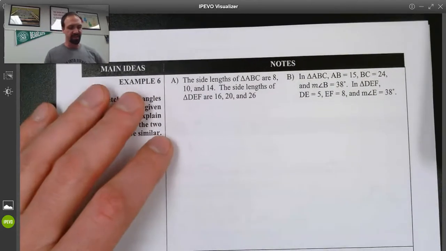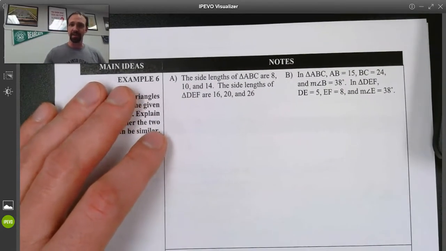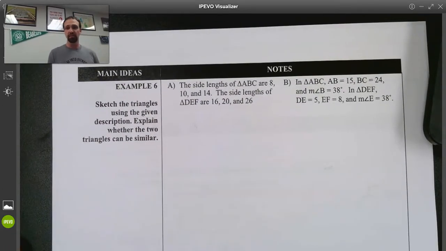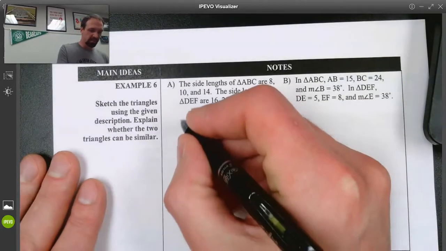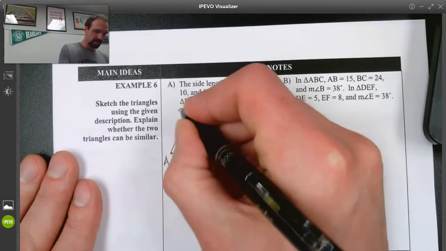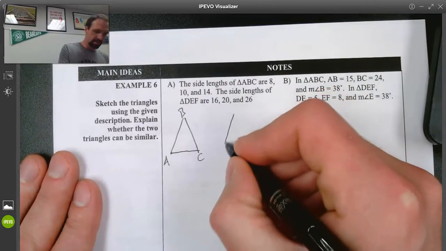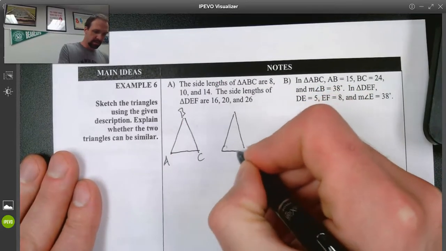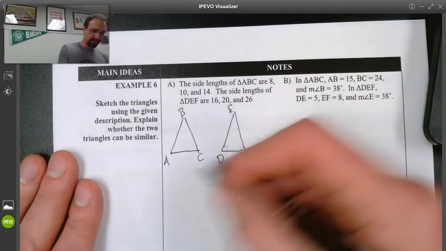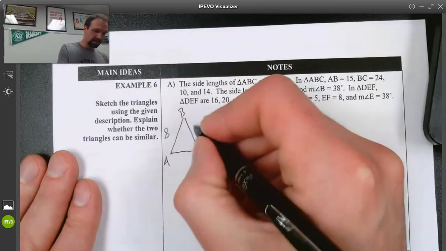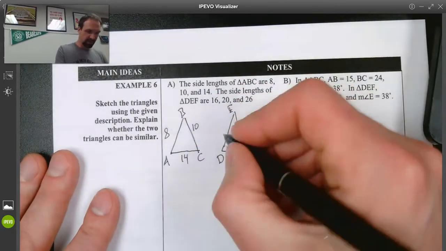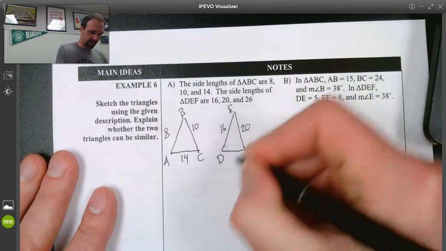So for this first one, it says the side lengths of triangle ABC are 8, 10, 14, and the side lengths of triangle DEF are 16, 20, and 26. So for this one, I'm just going to make a quick sketch. So there's A, B, C, and then D, E, and F, assuming we're going to go 8, 10, 14, not drawn to any scale, and 16, 20, and 26.